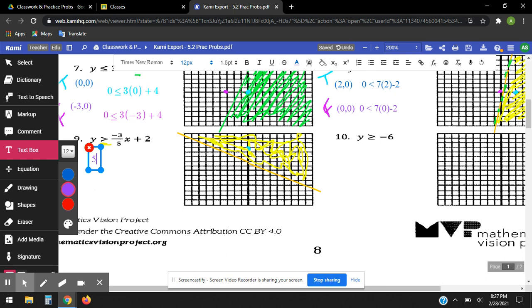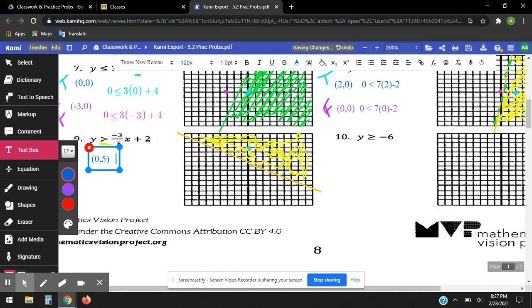So 5 and purple. These are the ones that work. 5 comma 0. There we go. Now that looks right. Okay.